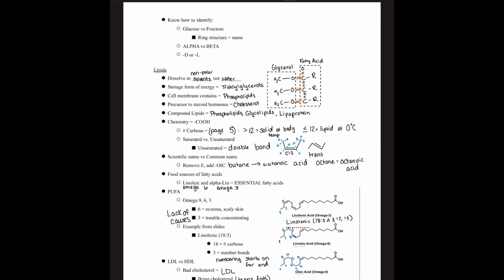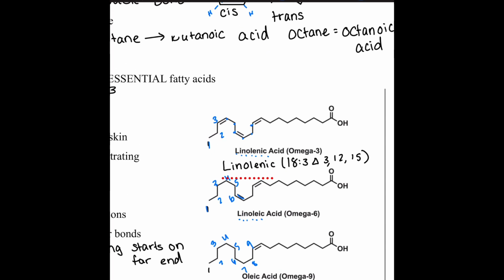But we also need to be able to write these in the delta naming system. So I've already written an example down here. Linolenic, because it's a linolenic acid. 18, because there's 1, 2, 3, 4, 5, 6, 18 carbons making up the fatty acid chain. Colon 3, because there are 1, 2, 3 double bonds. This triangle telling us it's the delta naming system. And then the numbers that follow tell you which carbons the double bonds are on. So 3, 4, 5, 6.